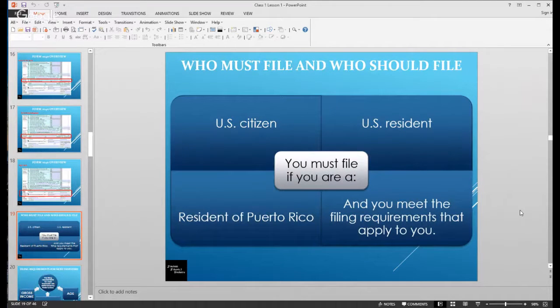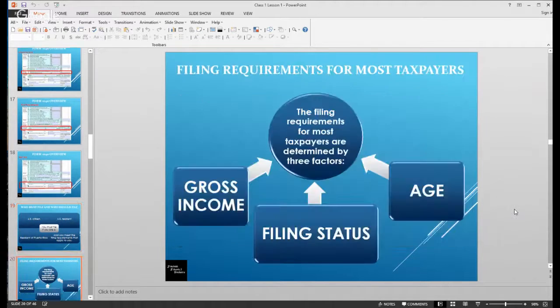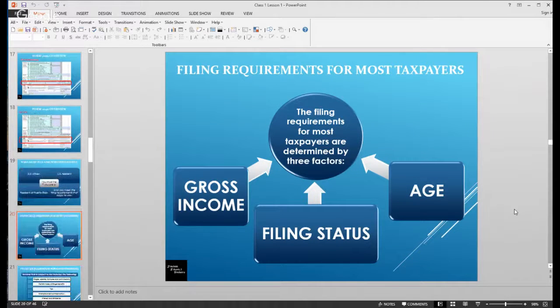Now we're going to get into the heart of the lesson, which is who must file and who should file. You must file a tax return if you are a U.S. citizen or a U.S. resident or a resident of Puerto Rico, and you meet the filing requirements that apply to you. The filing requirements for most taxpayers are determined by three main factors. That's your gross income, your filing status, and your age.